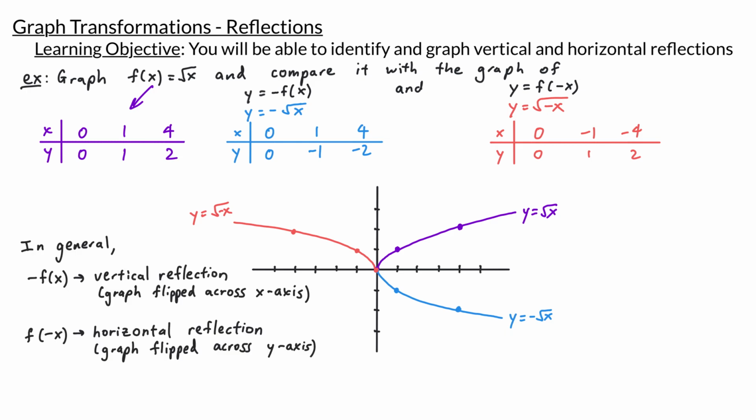So from our example here, we've learned that if we have negative of f of x, this is a vertical reflection, which means our graph is flipped across the x-axis. If we have f of negative x, this is a horizontal reflection, which means that our graph is flipped across the y-axis. So in this video, we learned that scaling by a negative number leads to reflections, which flips the graph either vertically or horizontally. In our next video, we'll learn how to modify functions to have the desired graph transformations.